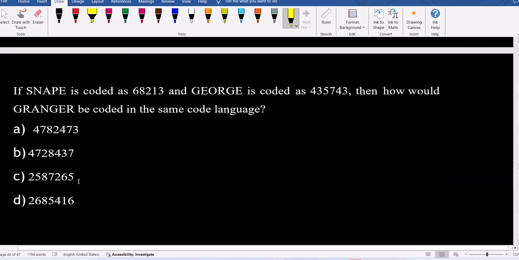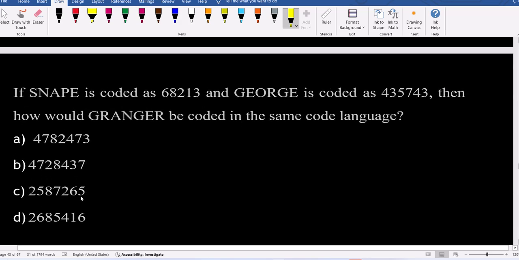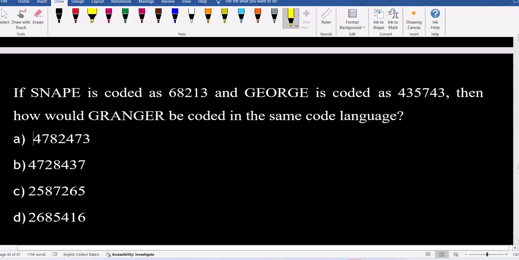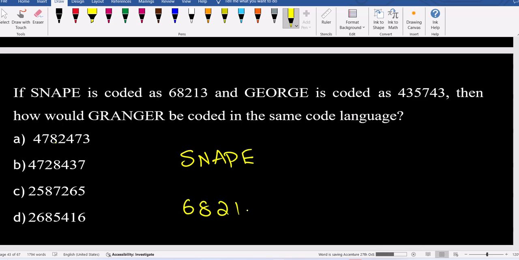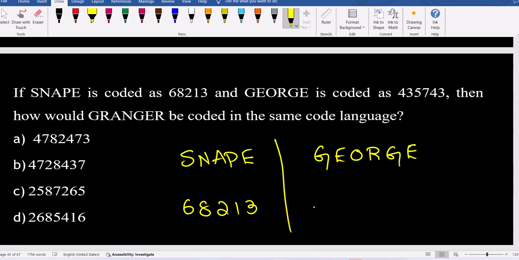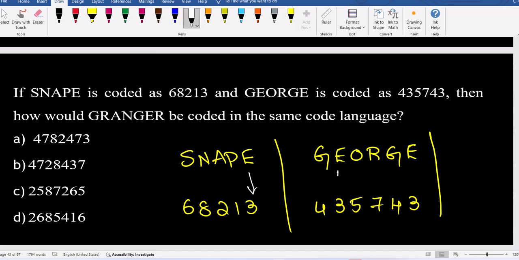Now, series, coding and decoding. Next question. In abstract reasoning, image-based questions and coding and decoding, this is the area they'll ask. Now, if you observe, focus on the question: wherever E is there, they've given 3.